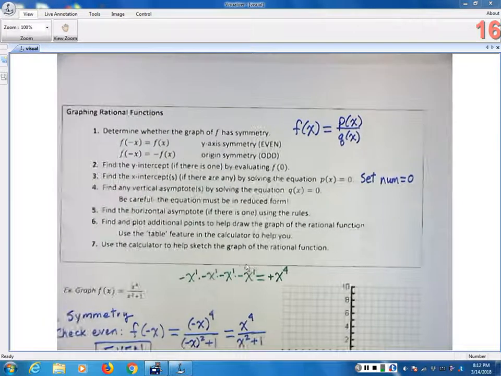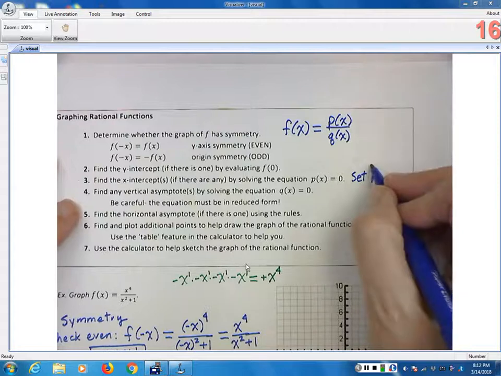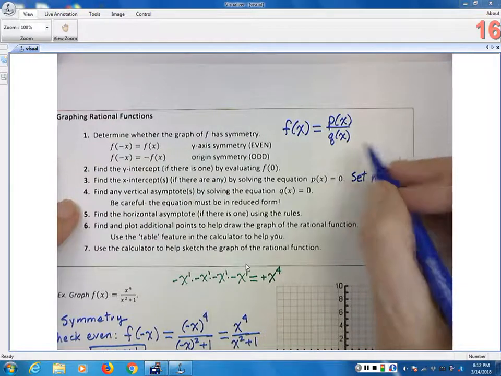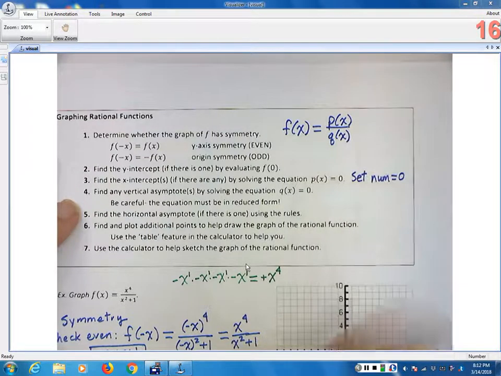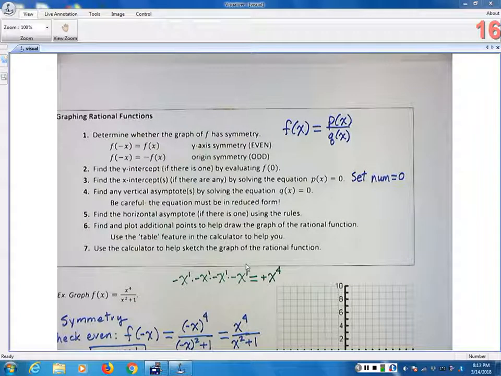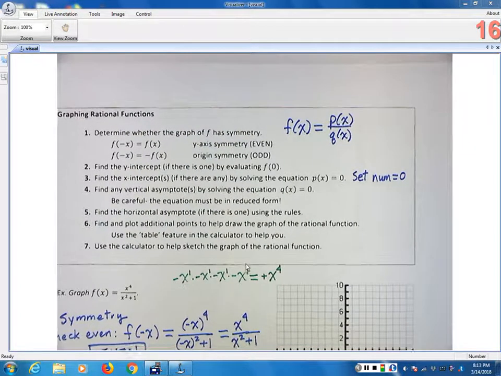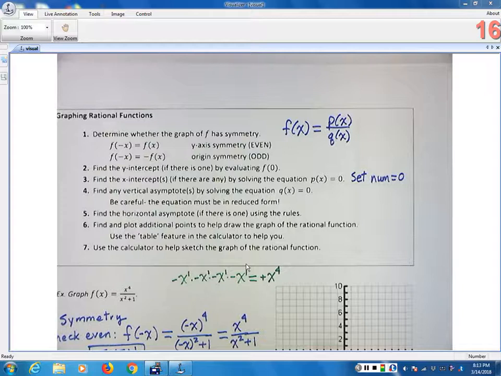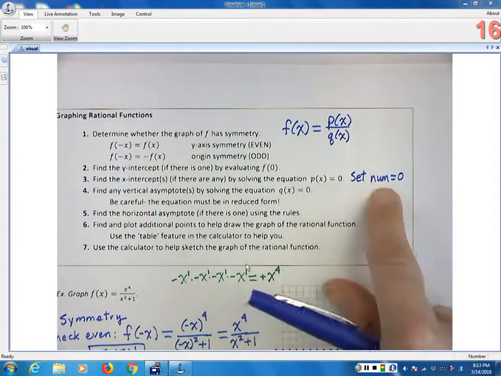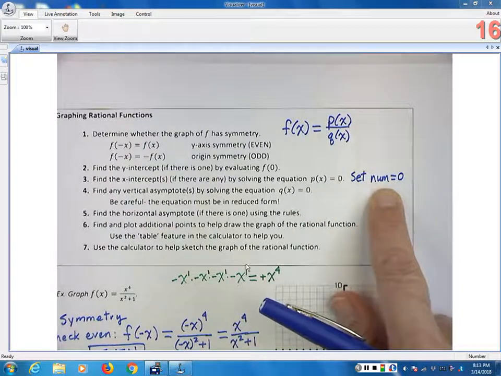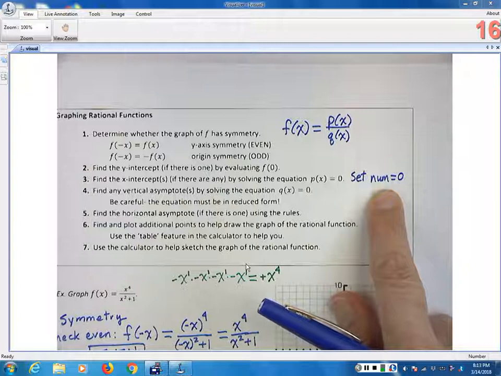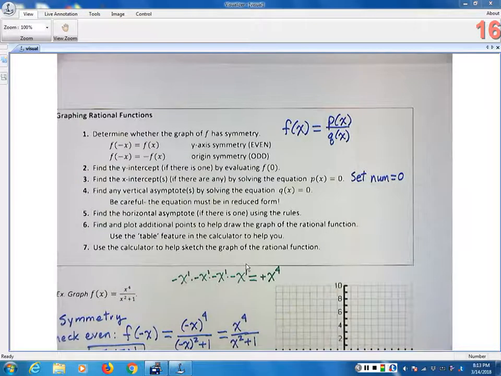Well, usually we set f of x to 0. But what happens if we set f of x to 0? We can multiply through by q of x and it's just gone. So x-intercepts, if you can remember to set the numerator to 0, that saves some steps to find the x-intercepts.